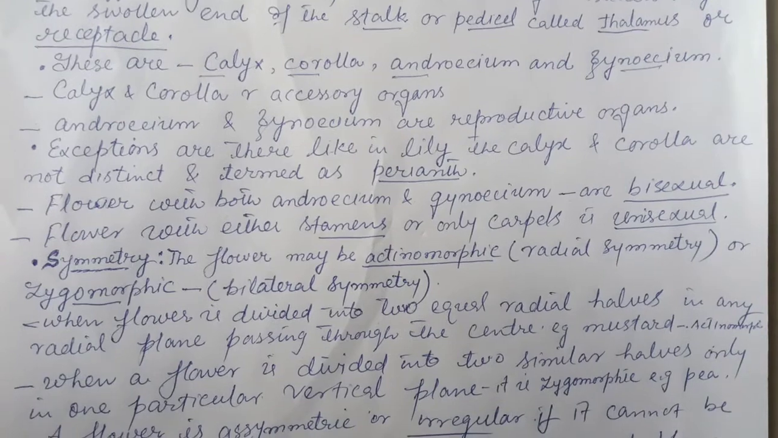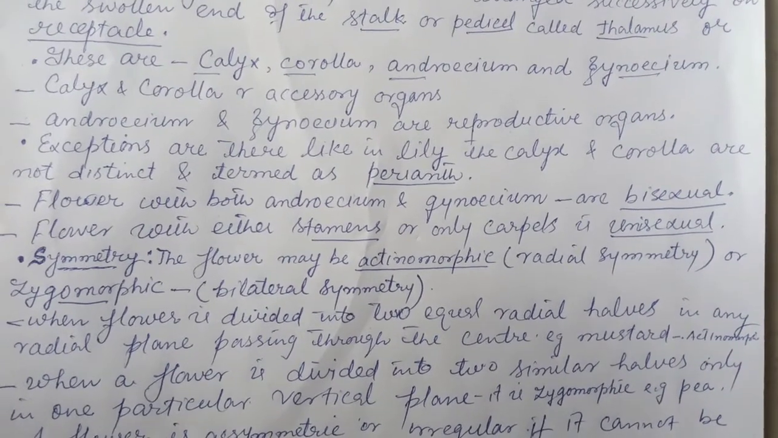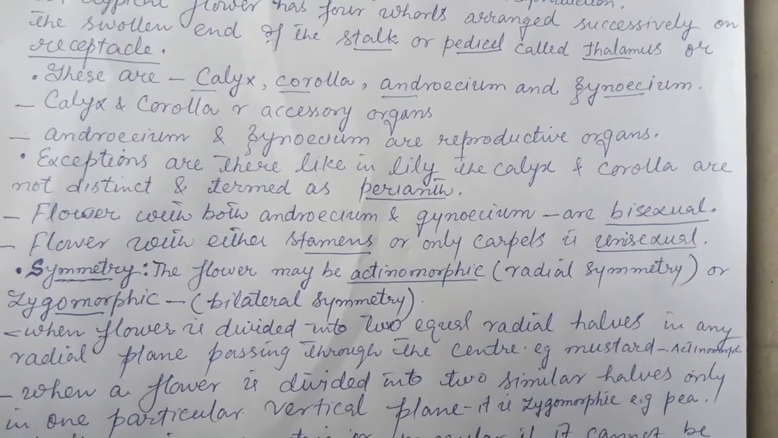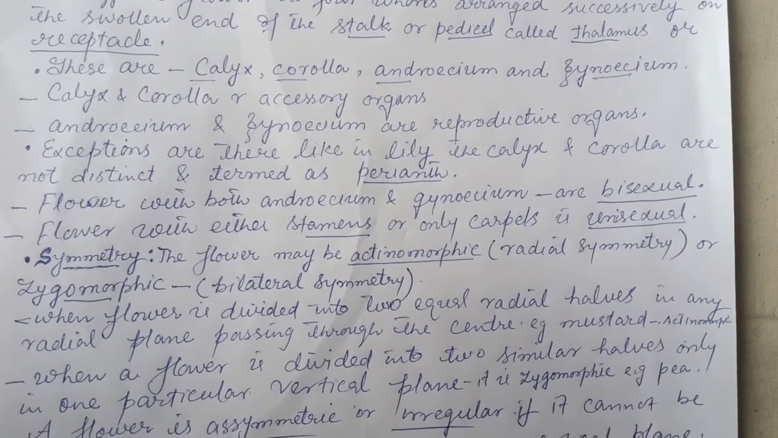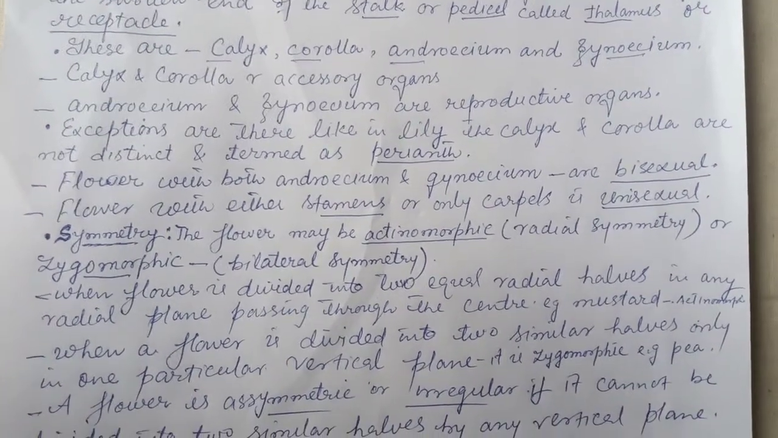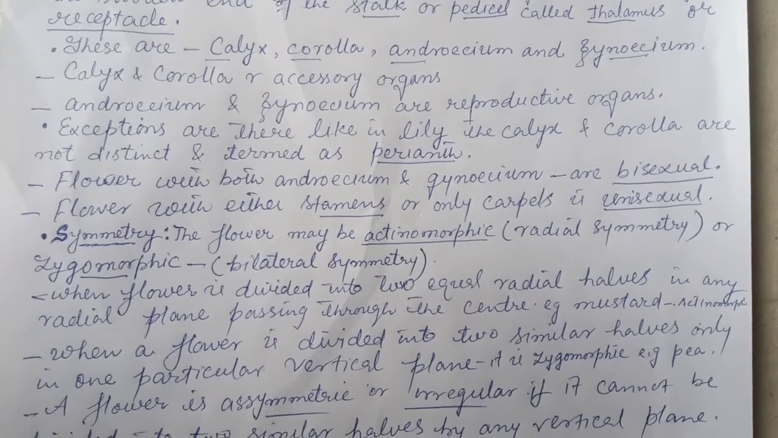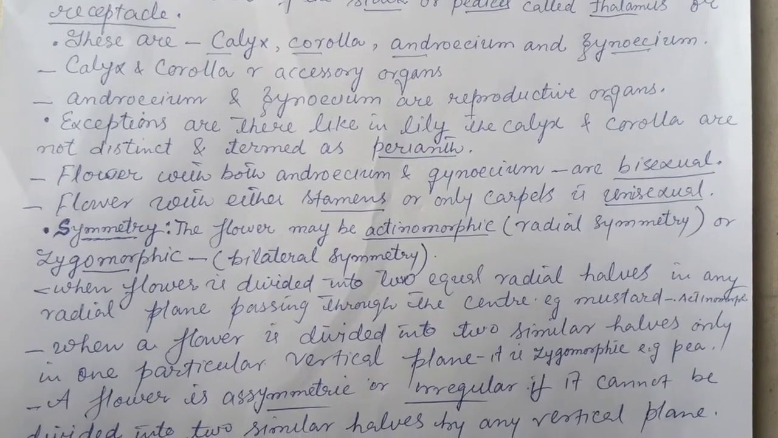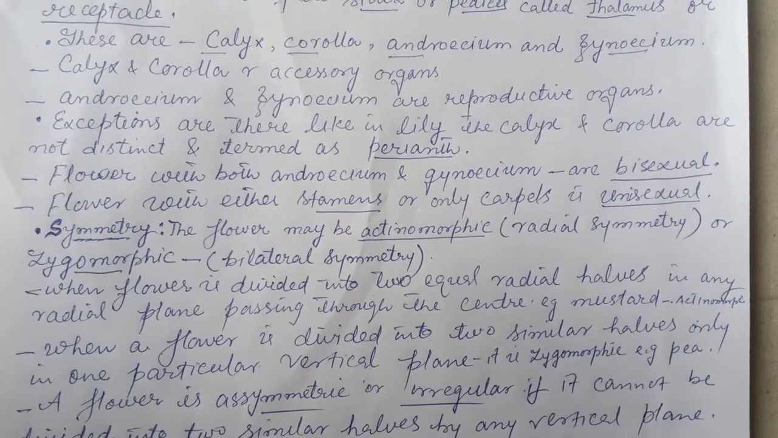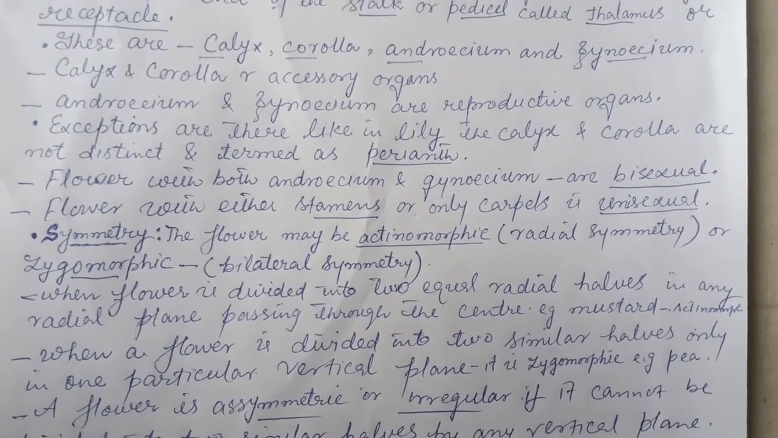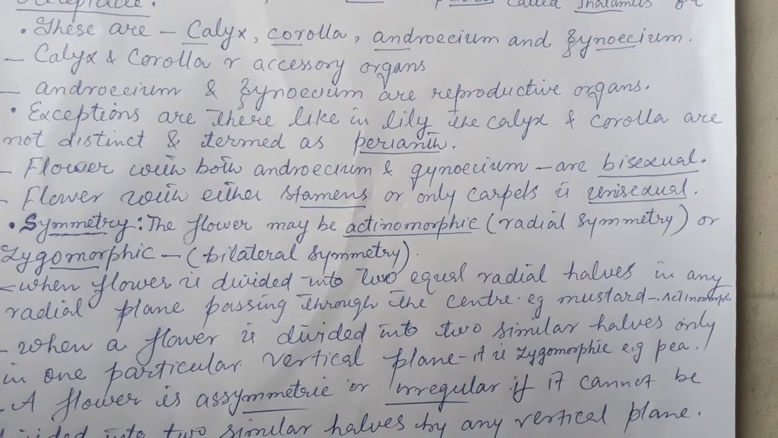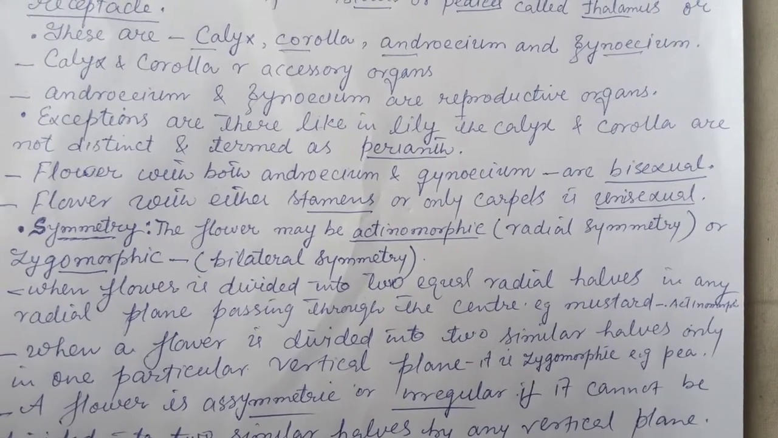Now the symmetry. The flower may be actinomorphic, that is radially symmetrical, or zygomorphic, that is bilateral symmetry. In an actinomorphic flower, it can be divided into 2 equal radial halves in any radial plane passing through the center. For example, in mustard, the flowers are actinomorphic.